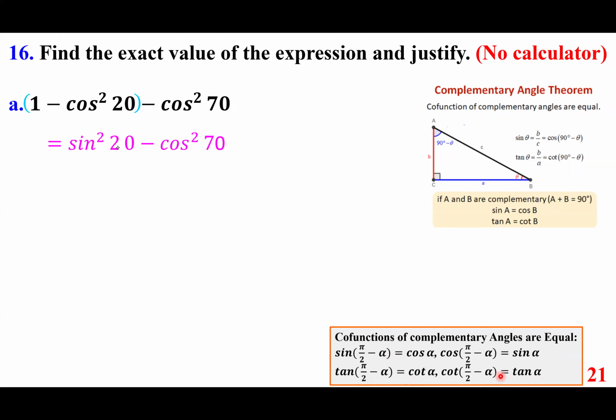So if that is the case, what is this one cofunction with? 90 minus 20 becomes 70, or 90 minus 70 becomes 20, either way. So cosine of 70 is the same as sine of 90 minus 70. So you can keep this and change this to sine of 20. So sin² of 20, they cancel each other, we end up with 0. So it's pretty straightforward, everybody.